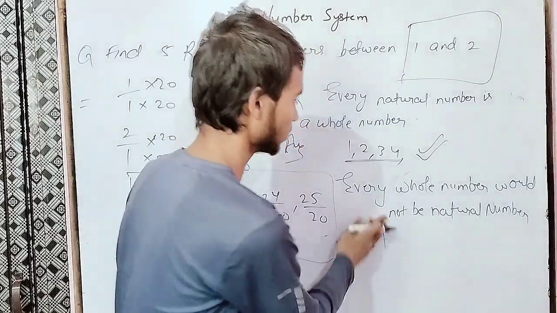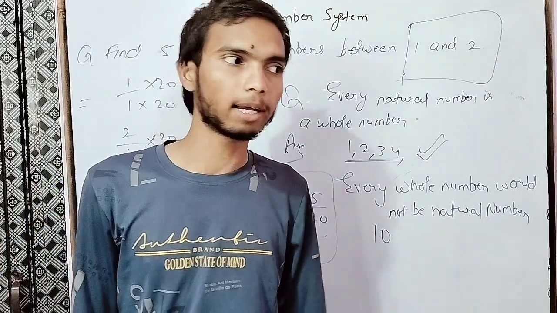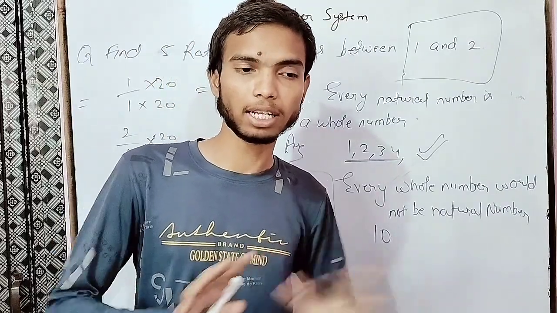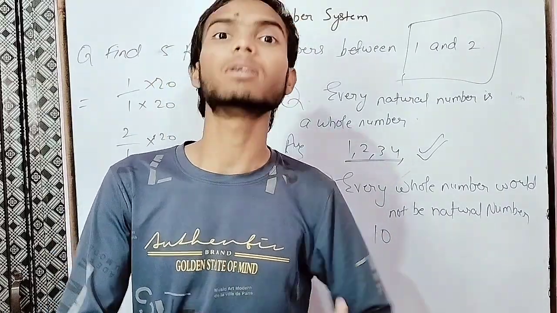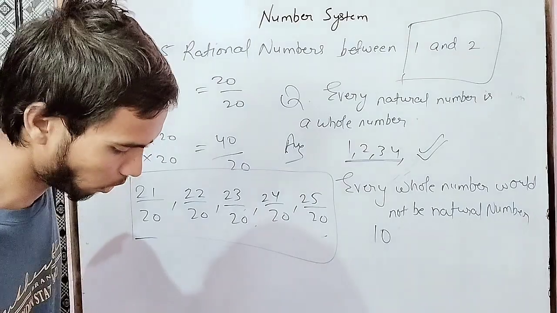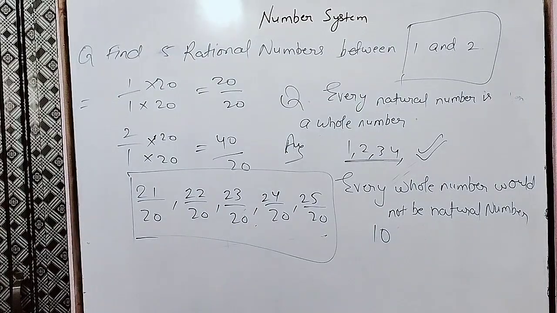What if I ask you, tell me, 10 is a whole number. If 10 is a whole number, will it be natural? Yes. Only whole numbers start from 0. Just have a look.